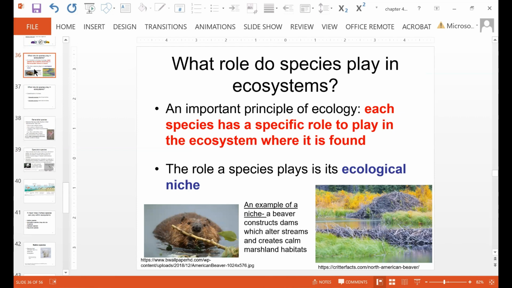So what role do species play in ecosystems? An important principle of ecology is that each species has a specific role to play in the ecosystem where it is found. And the role that a species plays is its ecological niche. An example of a niche is that a beaver constructs dams in a stream, and that alters the stream and creates calm marshland habitats, which are helpful to other organisms that live in that calm environment created by the beaver's dam.